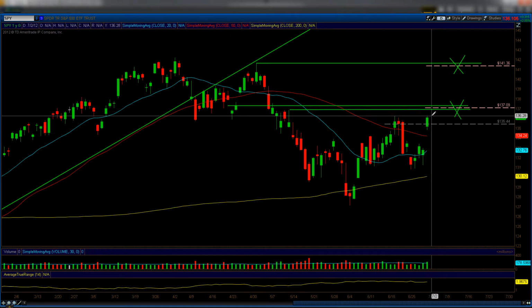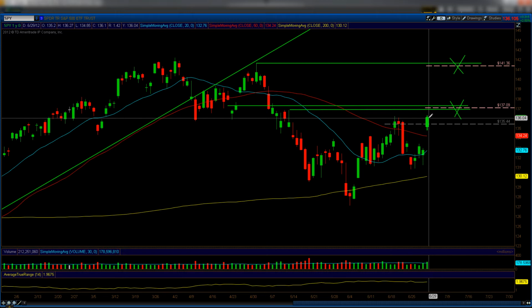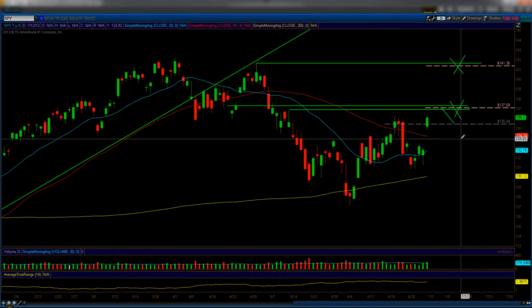Now, if we float higher into this 137.09, then I'll definitely consider taking a short. Let's just say we get there on Friday. If we get there on Friday, then maybe I'll take a short, because I'm thinking that the week after, depending, I may take a short back to this 135.44 level or even lower. But we'll just have to wait and see what happens on Monday.